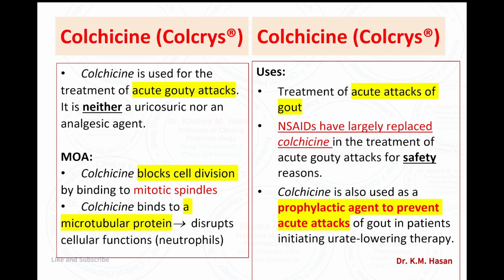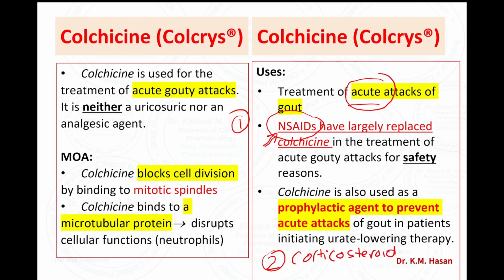However, when the patient suffers from an acute gouty attack, the drug of choice will be NSAIDs, such as ibuprofen, diclofenac, naproxen, and piroxicam. Here I refer you to the lecture related to NSAIDs, non-steroidal anti-inflammatory drugs. So the drug of choice for acute gouty attack will be non-steroidal anti-inflammatory drugs. Number 2, also for the acute gouty attack, will be corticosteroids.